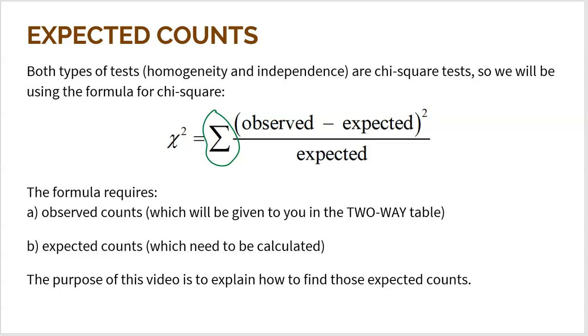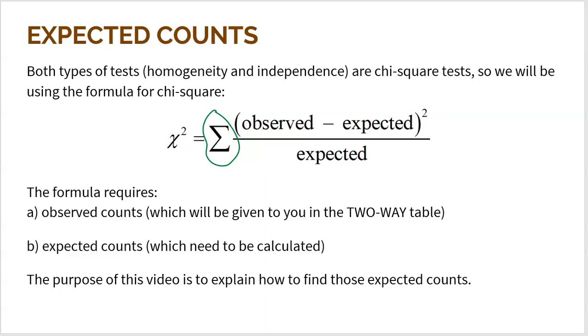So this formula does require the observed counts, which you will see in a two-way table. All these problems that we're going to talk about, you're going to be given a two-way table. So those are all your observed counts. What you need to do is find the expected counts. The expected counts will need to be calculated, and that's the whole purpose of this video. This topic 8.4 is really how to find expected counts in a two-way table.